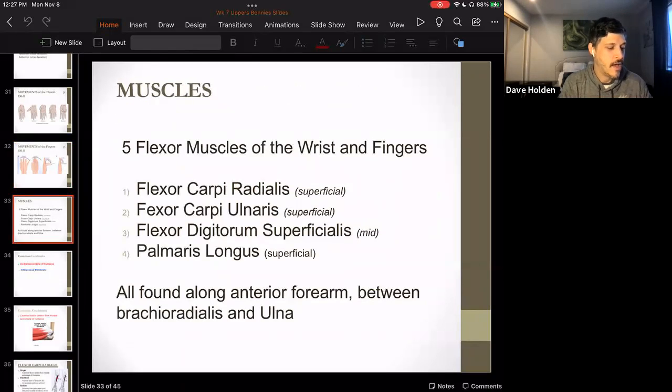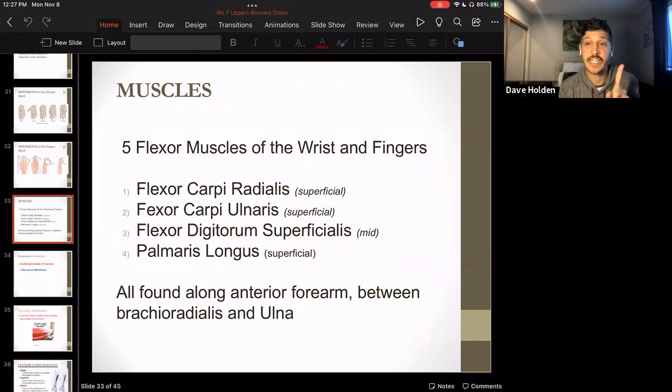All right. There are 5 main flexor muscles of the wrist and fingers. And before we start getting overwhelmed with the names, words are our tools. They are not our masters. The names of these muscles are trying to tell you something.